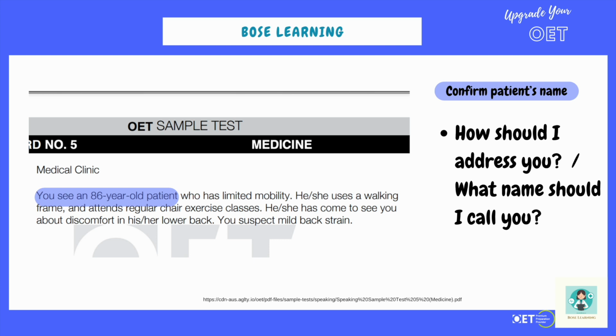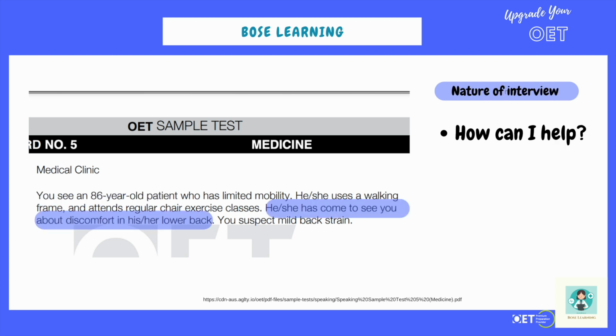There are other ways as well, which I go into in a bit more detail in my Udemy course, so I won't bore you with that now. But these are just some ideas for you. Now, the next thing to think about is explaining the nature of the interview. In your notes, it tells you that he or she has come to see you about discomfort in their lower back. But because it's the first time you've seen this patient, you don't know them, you can ask them, how can I help? Perfectly normal, perfectly fine. Just come out with it.